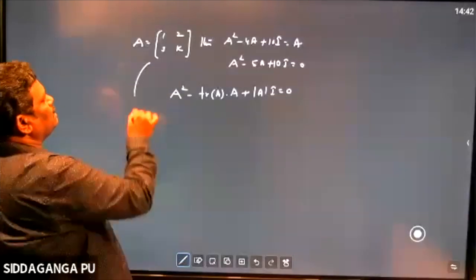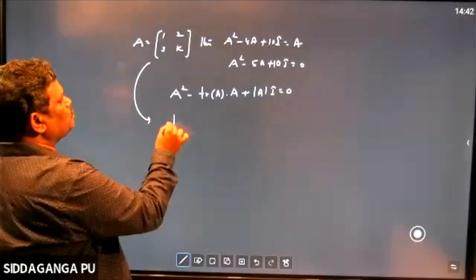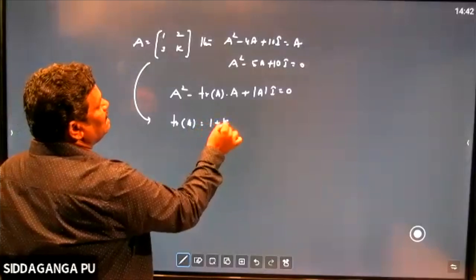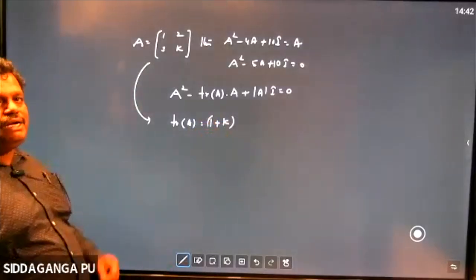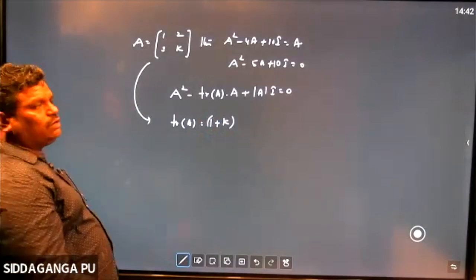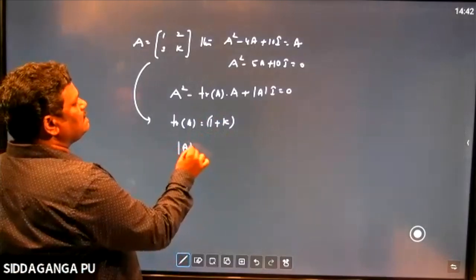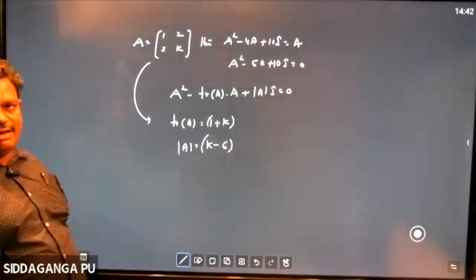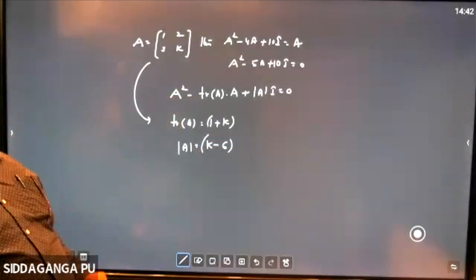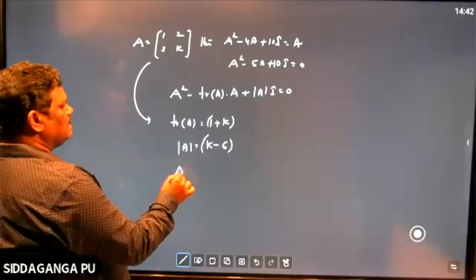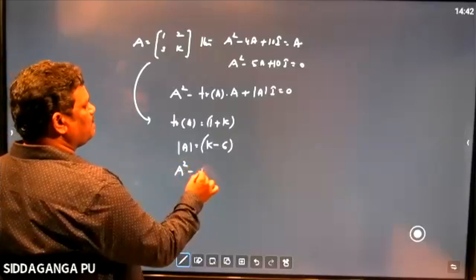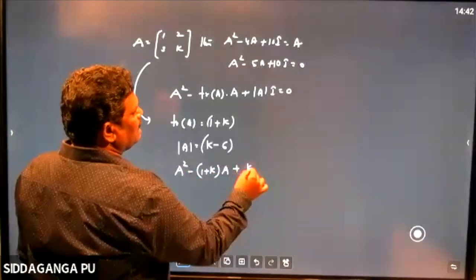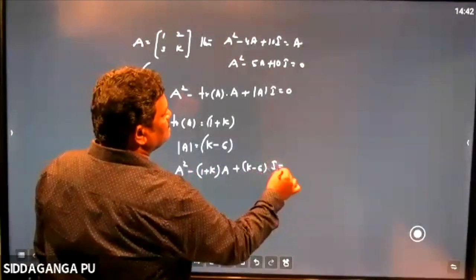Now already we know this A matrix given, so what is the trace of A? Trace means the sum of the principal diagonal elements. Trace of A is equal to 1 plus k, and det A is equal to k minus 6. Now these values we can replace here. Then A square minus trace of A means 1 plus k into A plus det A means k minus 6 into I is equal to 0.